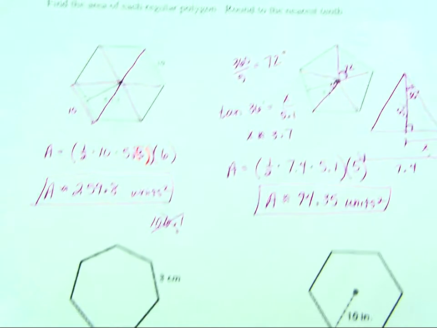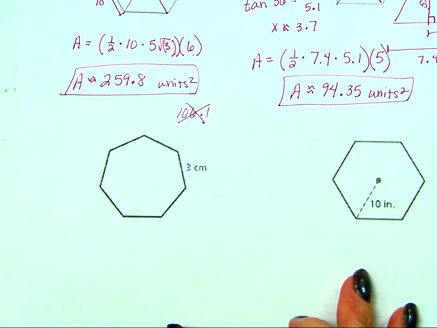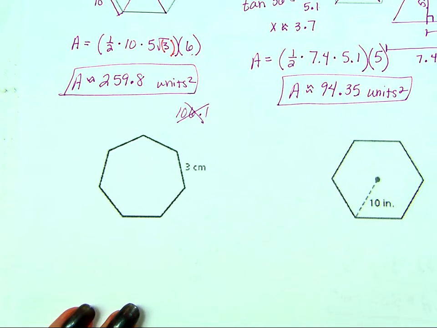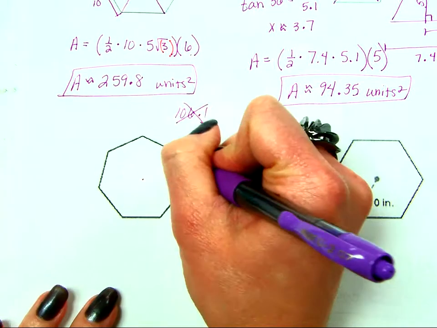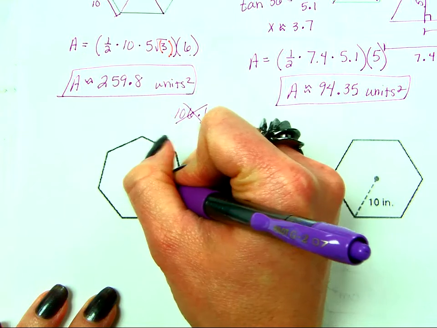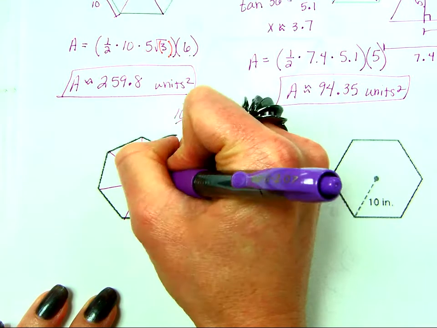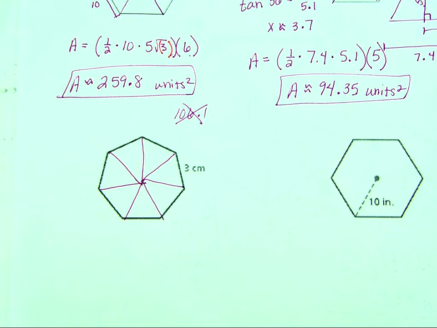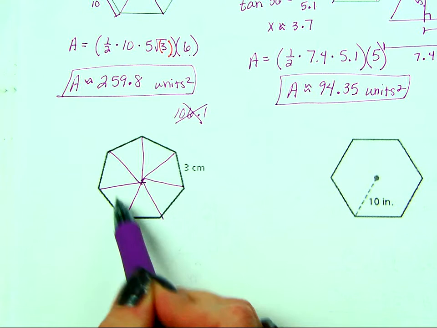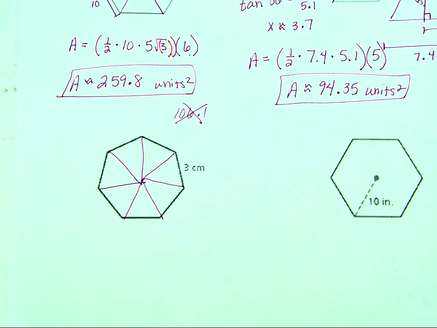Let's look at figure 3. Figure 3. First thing I'm going to do is split it into triangles. How is this one different? Well, number one, we have 7 triangles. So I have a heptagon here.